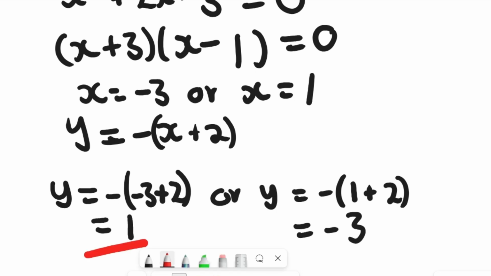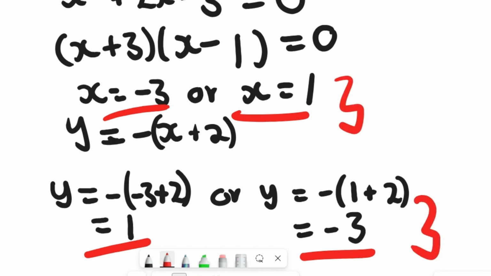These are the four solutions that we produced: two values of x and two values of y. Please don't lose marks unnecessarily so.